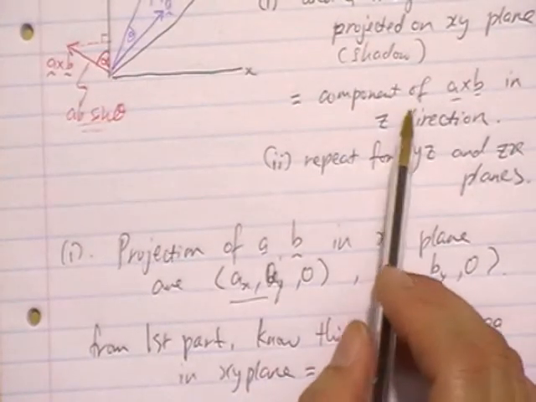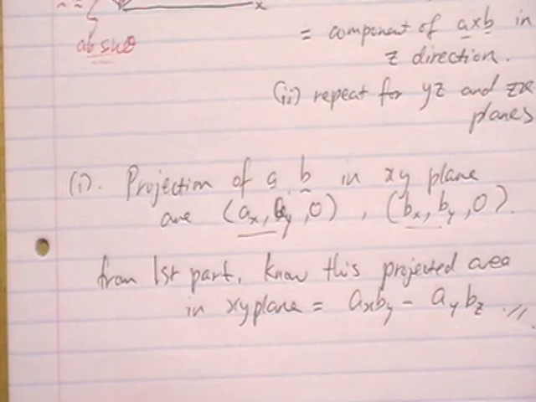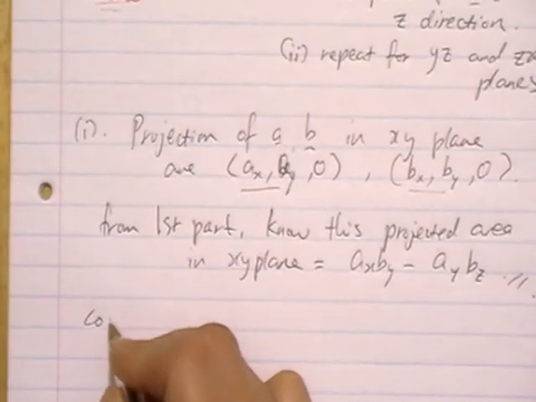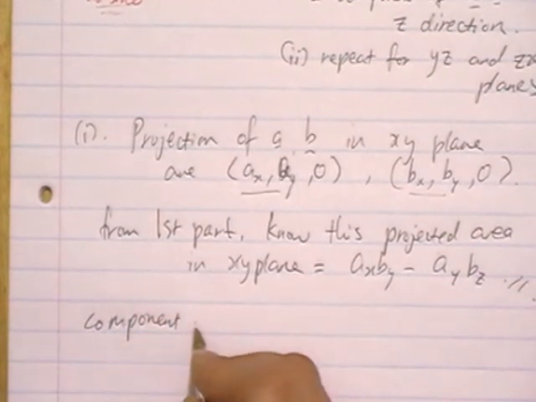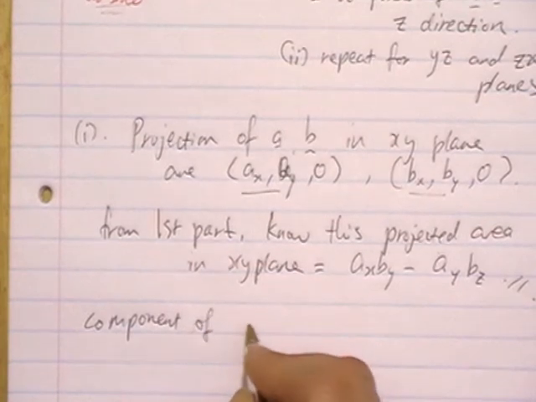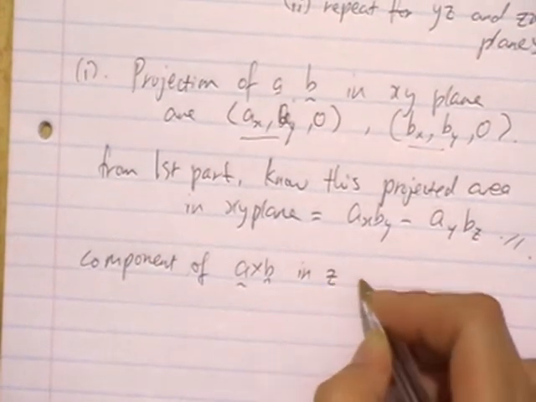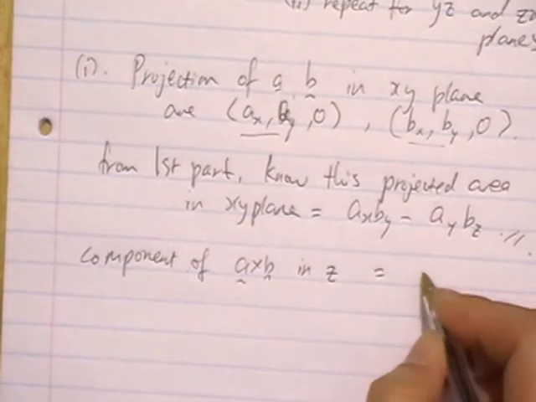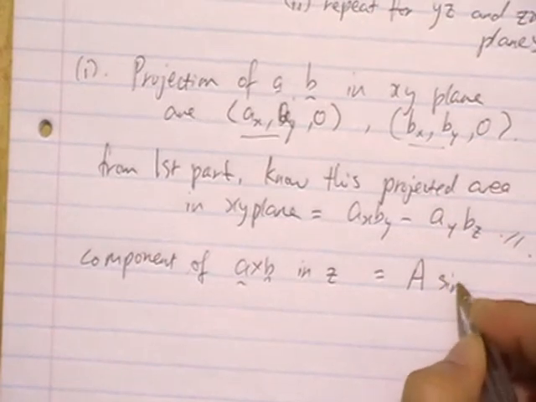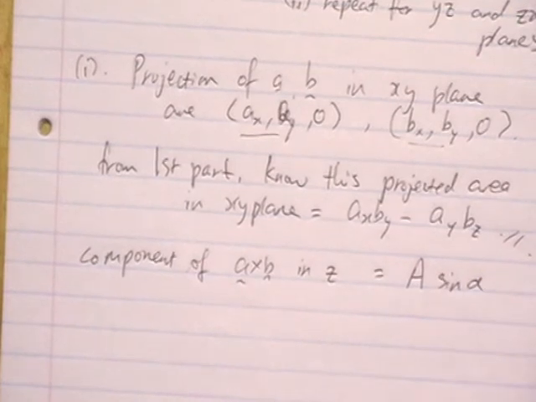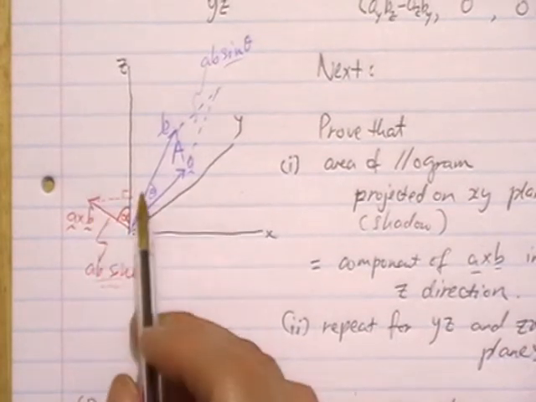So that's the next thing that I want to do, right? The component of A cross B in Z equals the area of the parallelogram formed by A and B times sine alpha. Right, so that's that, sine alpha.